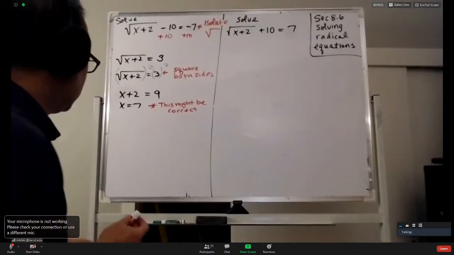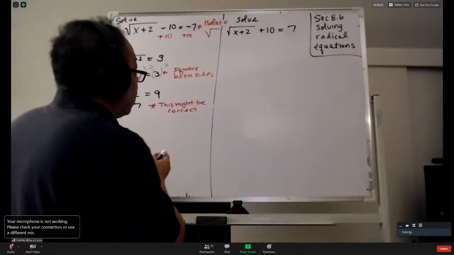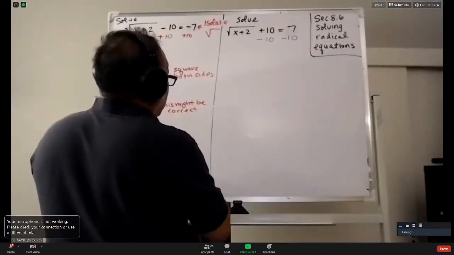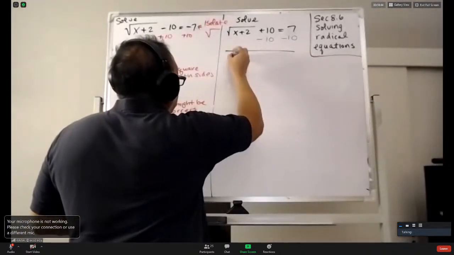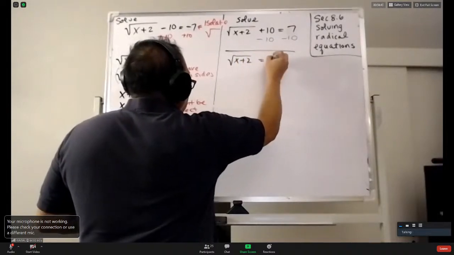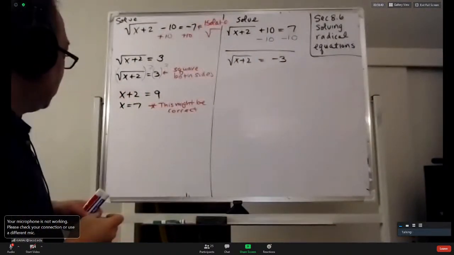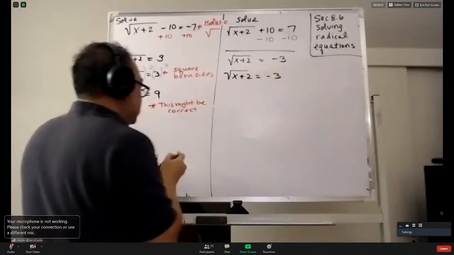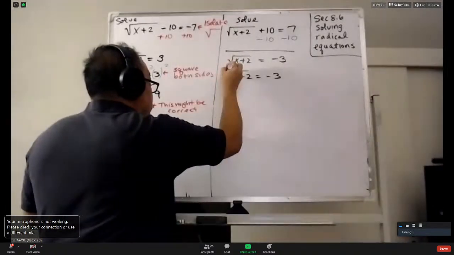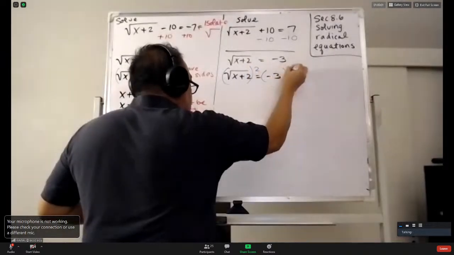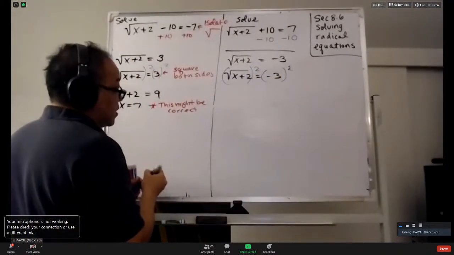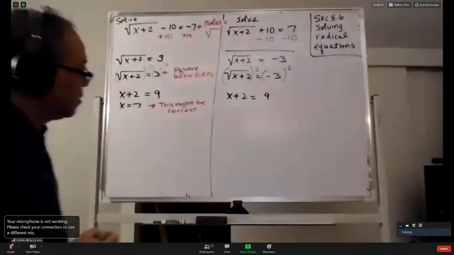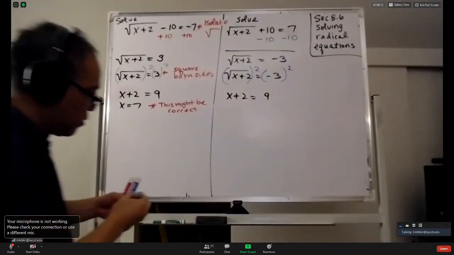So let's try it. Let's subtract 10 from both sides. Okay. And then we're going to square both sides. So now we get x plus 2 is equal to 9. And again, this might be correct.